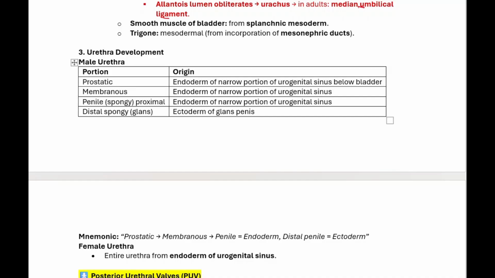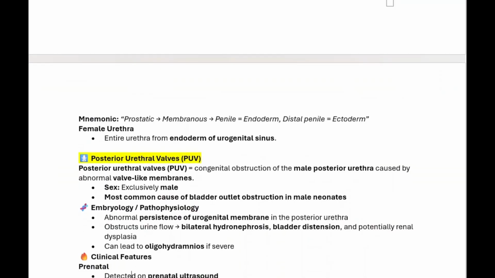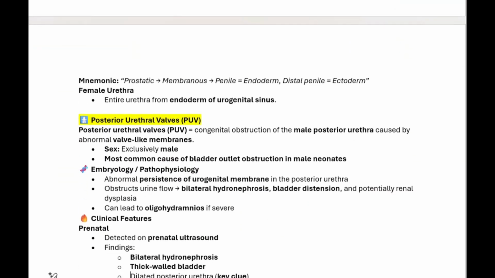When we look at the prostatic urethra, the origin is the endoderm of the narrow portion of the urogenital sinus. So the prostatic urethra, the membranous urethra, and the proximal part of the penile or spongy urethra, those come from the urogenital sinus, whereas the distal spongy urethra comes from the ectoderm of the glans penis. So that's where that comes from. As opposed to in the female, where the entire urethra comes from the endoderm of the urogenital sinus.